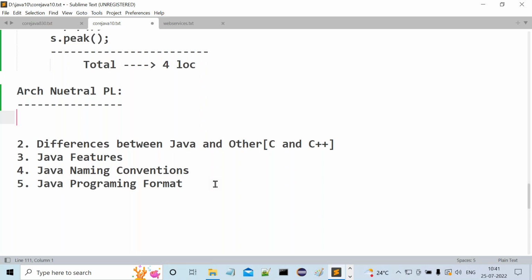Then what is this architectural neutral? Able to run on all the hardware systems and all the operating systems. Yes, sir. Clear or not? Can I move forward?